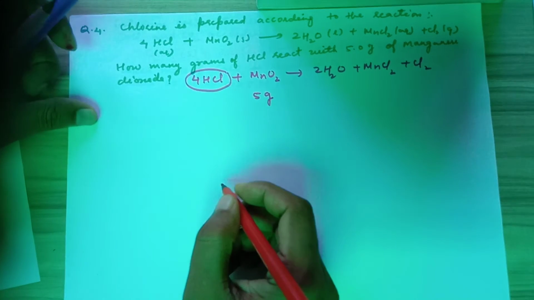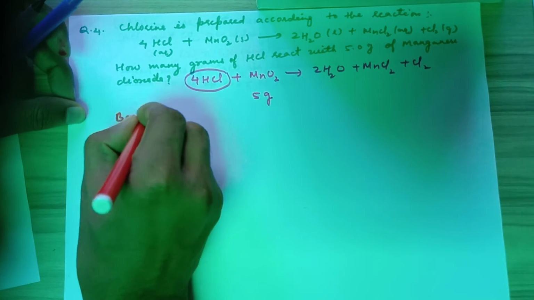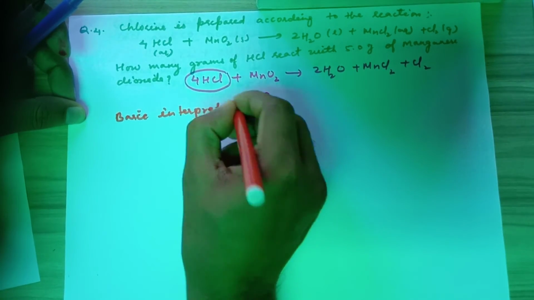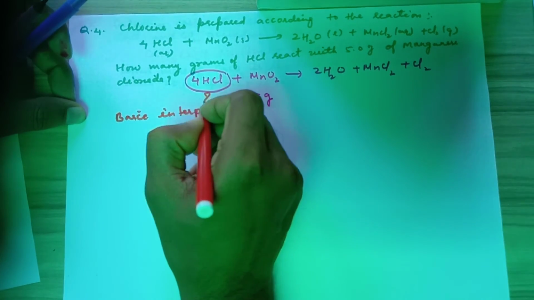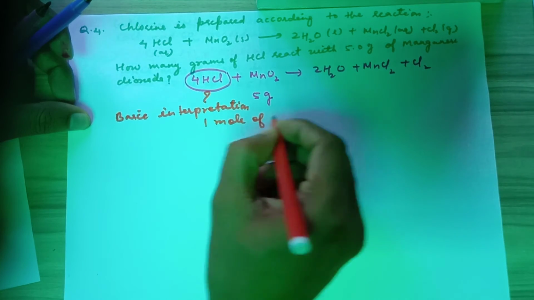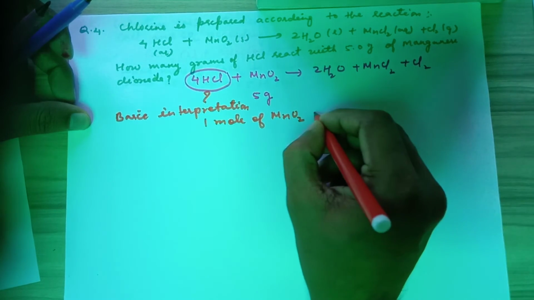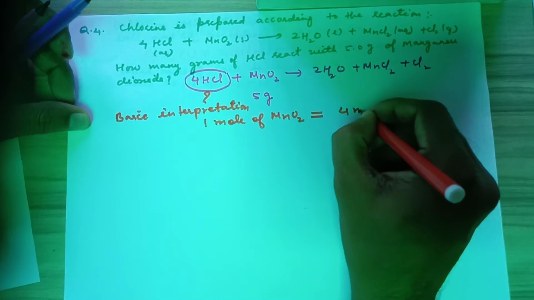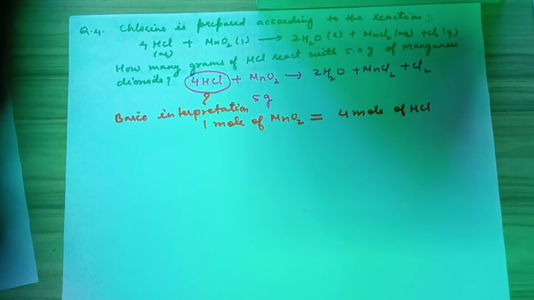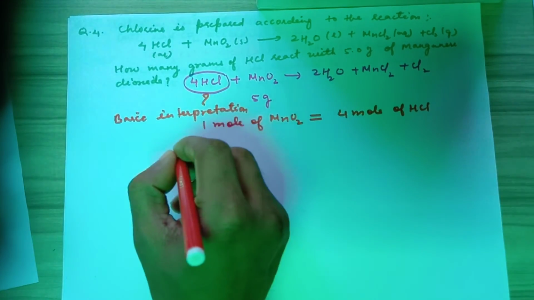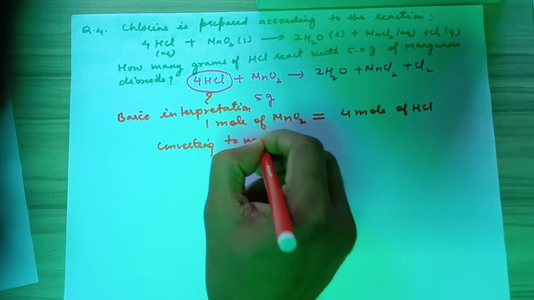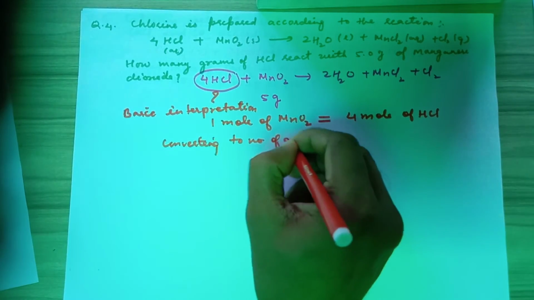So the basic interpretation: use the number of moles concept. So we have to find HCl. We will be using MnO2, and for the HCl relation, 1 mole of MnO2 gives 4 mole of HCl. So we have to convert it into number of grams. So use converting into number of grams, the amount of substance in grams.